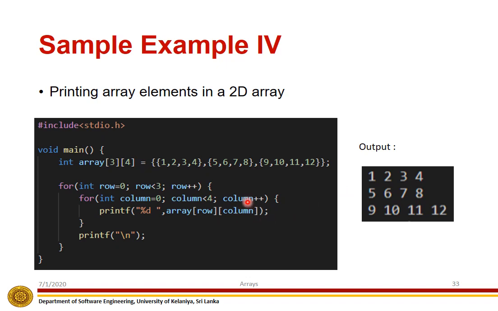After that the value will be updated, 3 plus 1 is 4, 4 is not less than 4, so it will go to the outer loop statement, the new line statement. So it will go to a new row. Like that it will print the array.